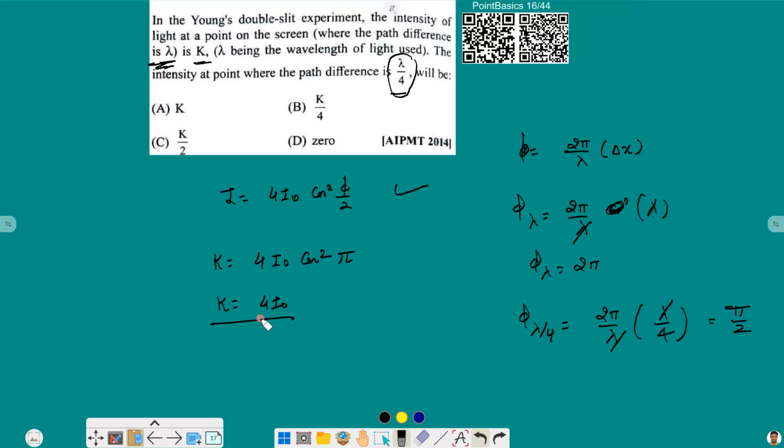Now using again the same formula, I will be equal to 4 I naught, that is equal to k. So k times cos square of pi by 2 by 2, which means pi by 4. Now cos pi by 4 is cos 45, that will be 1 by root 2, and square of that will be half. So this is k by 2, and if we match it, that is option C for us. Now let us move ahead.